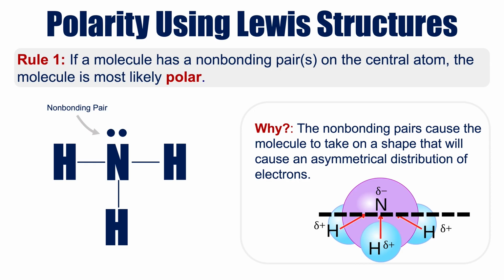But if you draw a Lewis structure and there's a non-bonding pair or pairs on the central atom, that molecule is most likely going to be polar because it's going to cause it to take on a three-dimensional structure where the electrons are going to be asymmetrically or unevenly distributed.